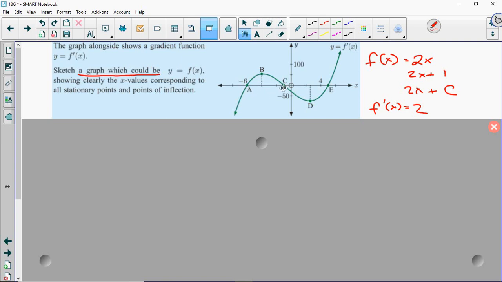At c, we'll have the opposite. It goes from positive y values to negative. So that means the slopes in the original are going to go from positive to negative. That's a maximum. Over here at e, we'll have another minimum.